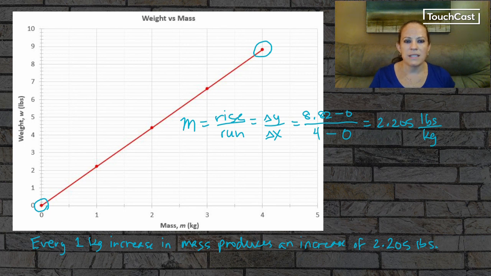Since both of these variables started at 0, when there's no mass, there's no weight that we can measure, we could say that this is actually the conversion factor between these two quantities. If you have a number of pounds, you can divide by 2.205 to get your number of kilograms. Or if you have a number of kilograms, you can multiply by 2.205 to get the weight in pounds. So let me note that for you, that this is a conversion factor.